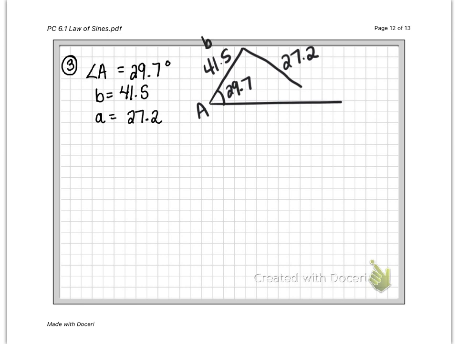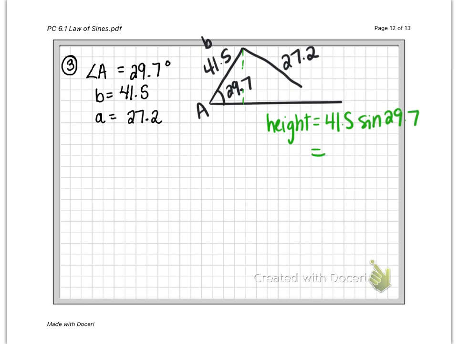Step 1, compare these two. 27.2 is less than 41.5, meaning we have to compare to the height. The height is going to be 41.5, our fixed side, times the sine of our given angle.